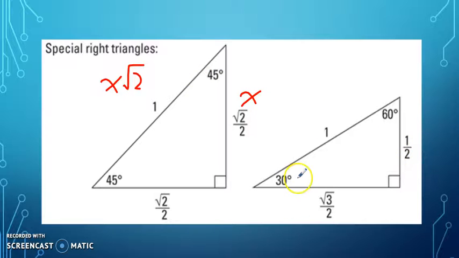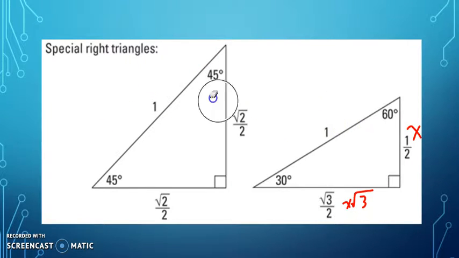The same thing is happening with the 30, 60, 90. So the short leg, we used to call that x. And if you multiply that by 2, then you would go from this side, doubling 1/2 is equal to 1. And if you take the short leg and multiply it by square root of 3, then square root of 3 times 1 over 2 is equal to square root of 3 over 2. So these are the same rules that you've used before for special right triangles, like I said. The important difference here is just that we're making the hypotenuse always equal to the length of 1.